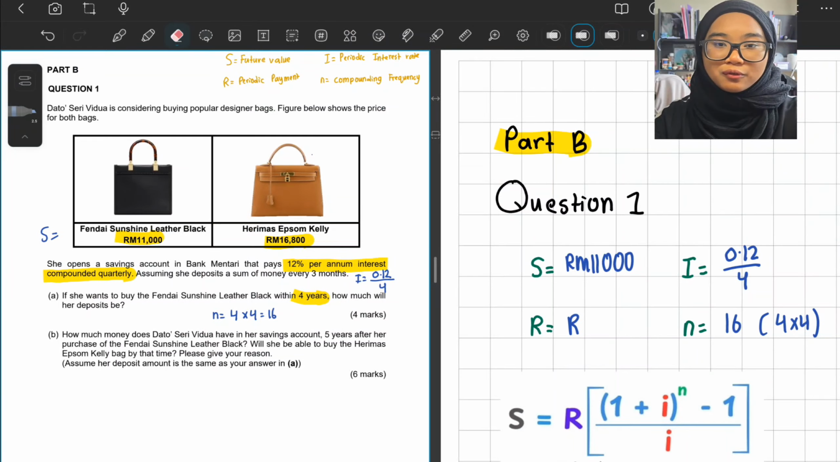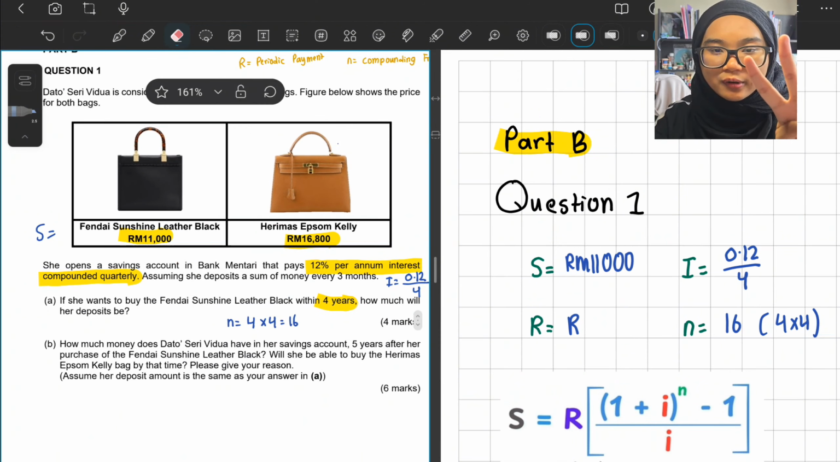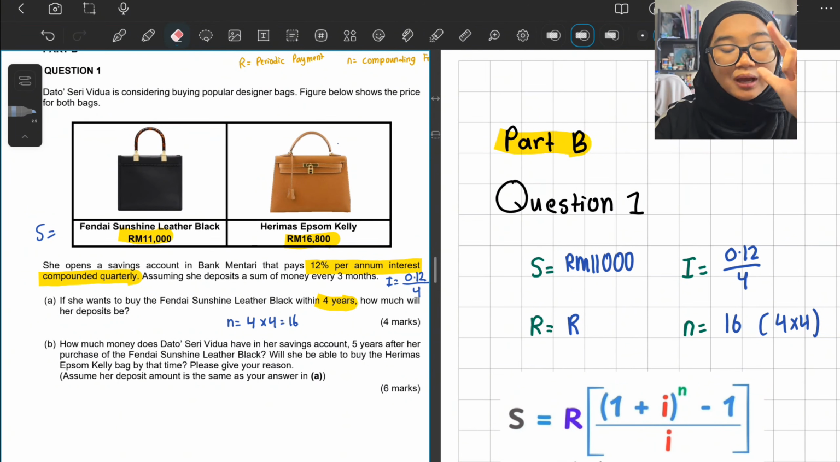Thank you. Assalamualaikum and hello everyone, my name is Kira and today I'm going to help you to answer part B question 1, which is from chapter 4, annuity. So from this chapter, we need to know at least 4 variables, which are S, future value, R, periodic payment, I, periodic interest rate, and N, compounded frequency.